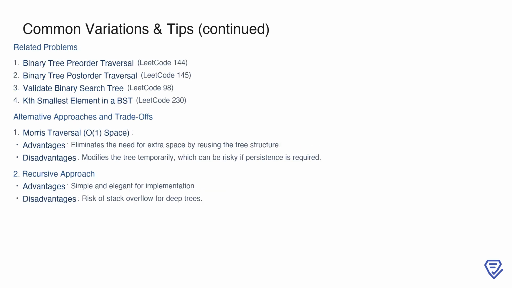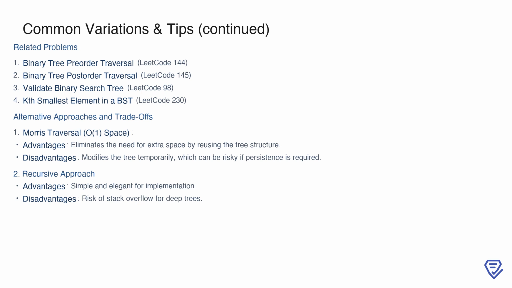Binary tree traversal problems are closely related to several other LeetCode challenges. For example, binary tree preorder traversal, postorder traversal, and validating binary search trees are all directly related. Additionally, problems like finding the kth smallest element in a binary search tree require a solid understanding of Inorder Traversal since it naturally produces sorted values in a BST.